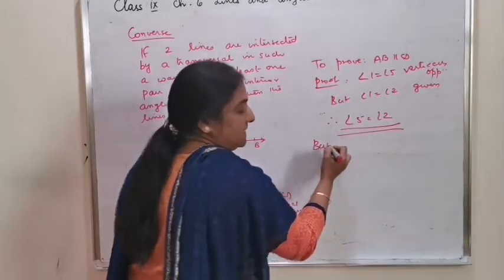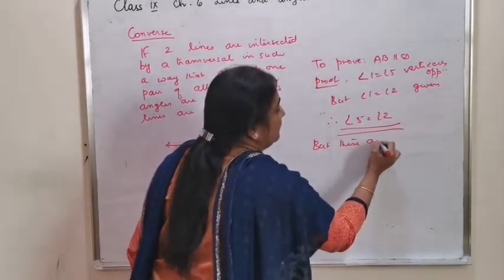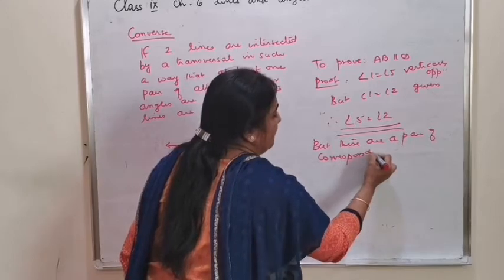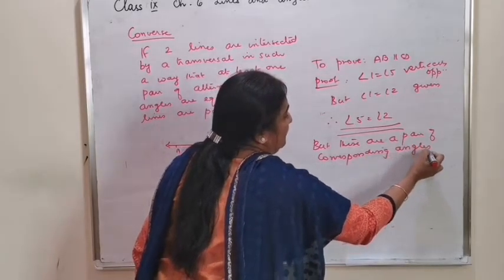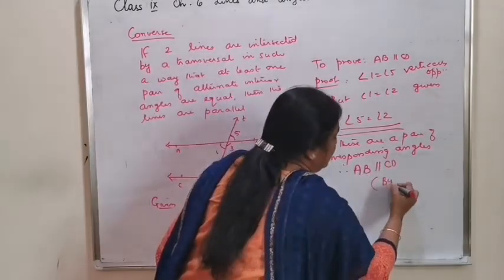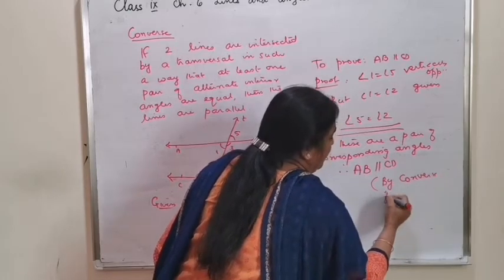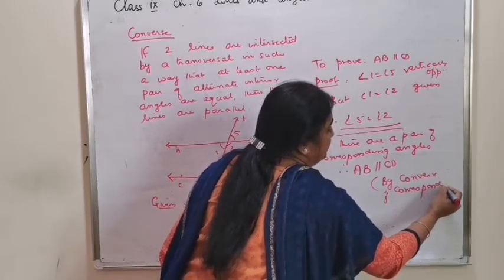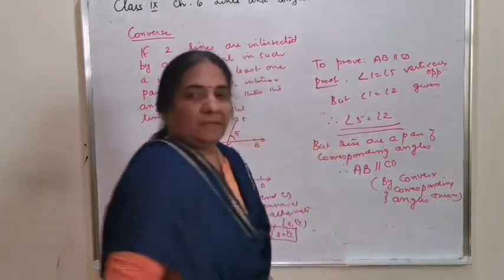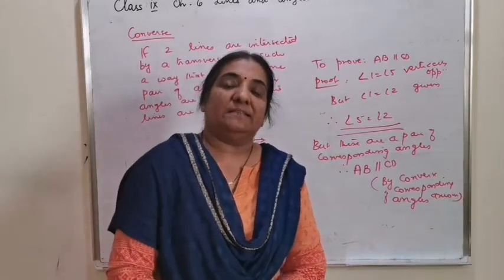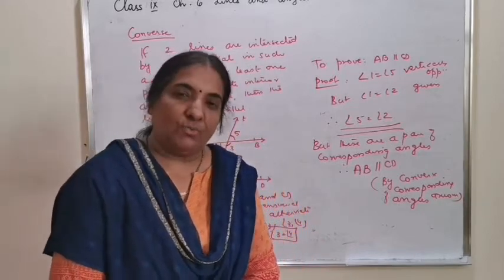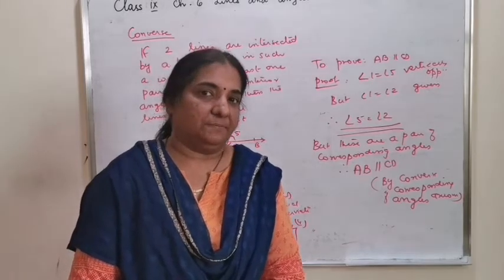But how do you present the answer? These are a pair of corresponding angles. Therefore, AB is parallel to CD, and in brackets you can write by converse of corresponding angles axiom. In a similar way, we will be proving the third property also, as co-interior angles are supplementary and its converse, that is, you are learning it as a theorem.